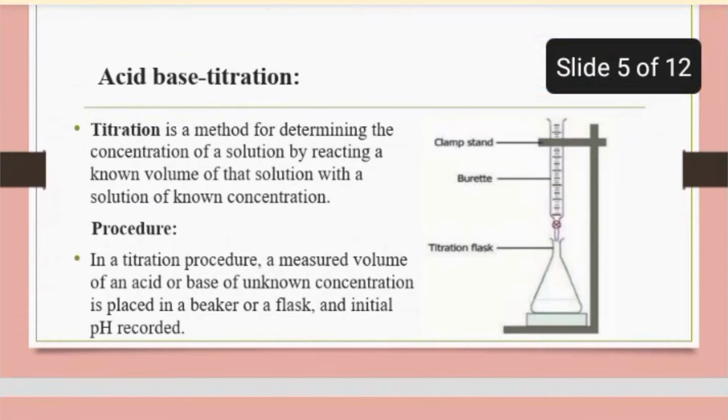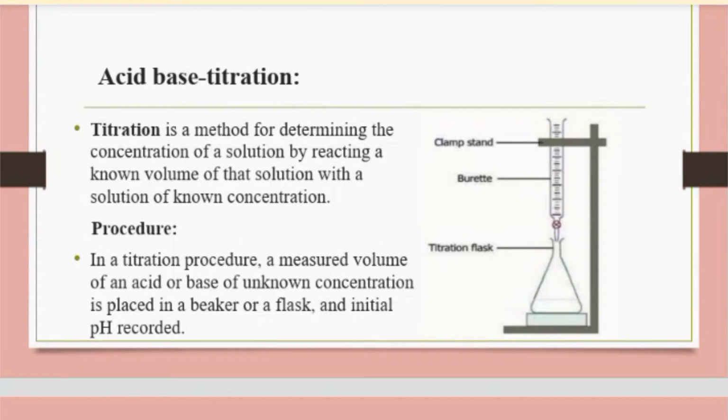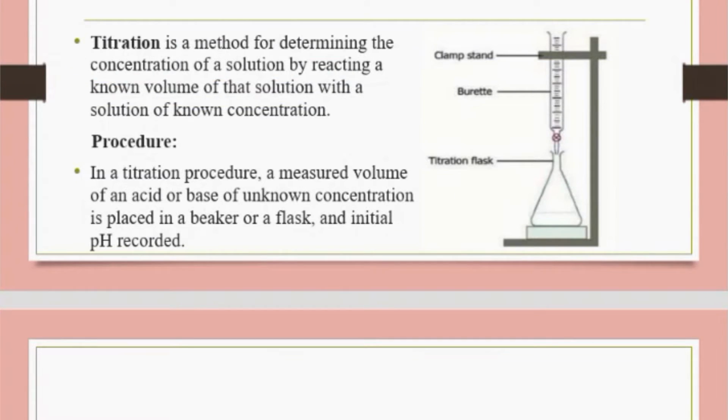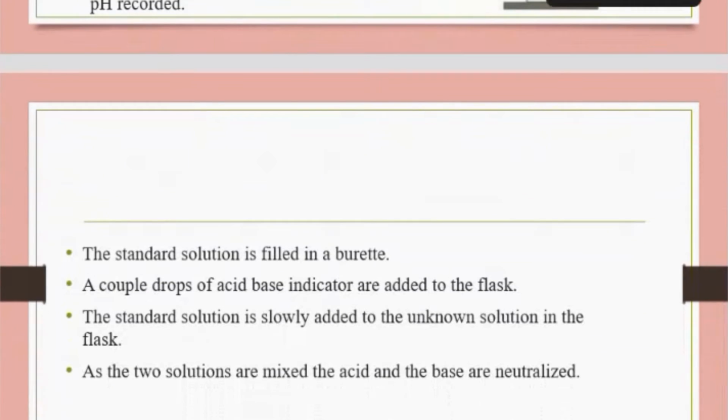Then what will be its procedure? A measured volume of an acid or a base of unknown concentration is placed in a beaker or flask, and the initial pH is recorded, and the standard solution is filled in a burette.